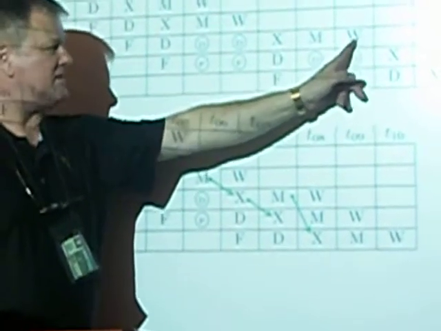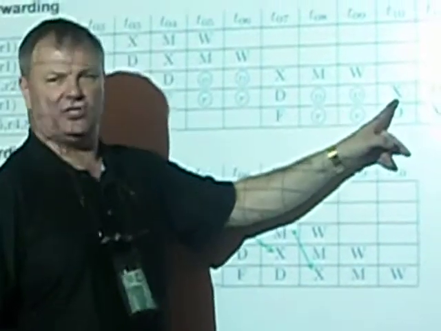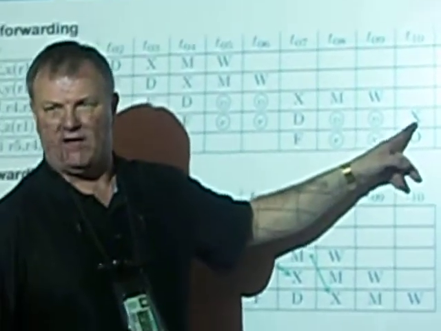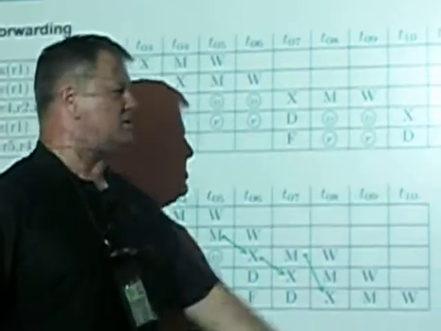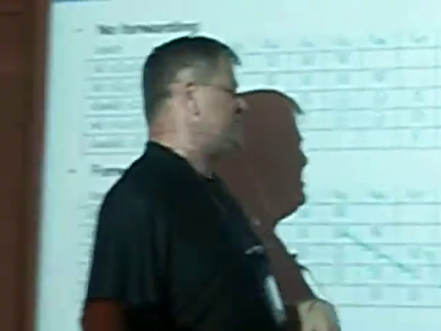And you can follow a similar pattern here. When is R4 actually available? After the write back. So he writes it back in the first half. Therefore, finally in the second half, he can do the register fetch. So you can see that data hazards without forwarding can introduce a significant stall, in this case 3 clock cycles.